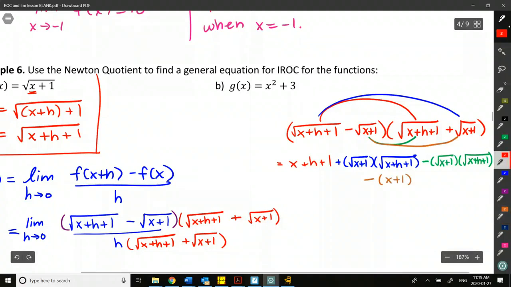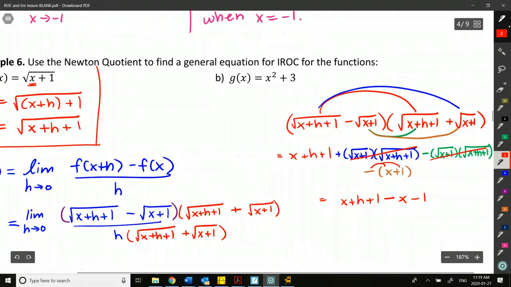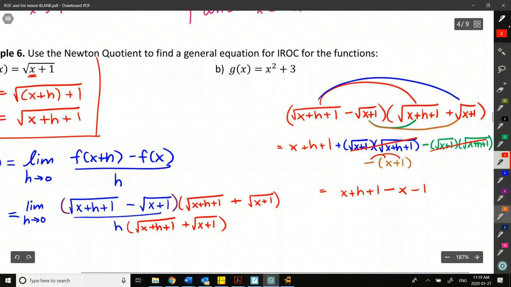Okay, now this is pretty cool what ends up happening here. The plus and the minus cancel, just like in a difference of squares when we FOIL that out. And then I have x plus h plus 1 minus x minus 1. And all that I'm left with at this point is h, because x minus x cancels, 1 minus 1 cancels.